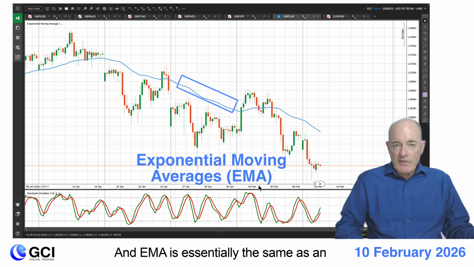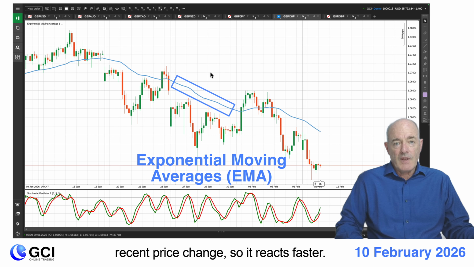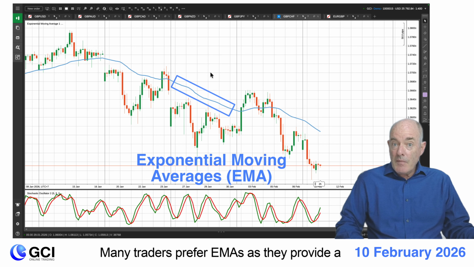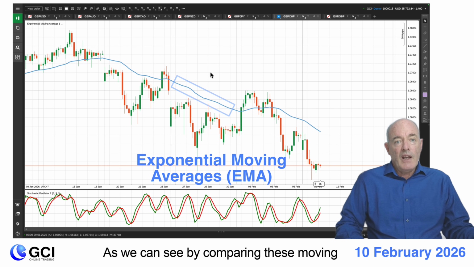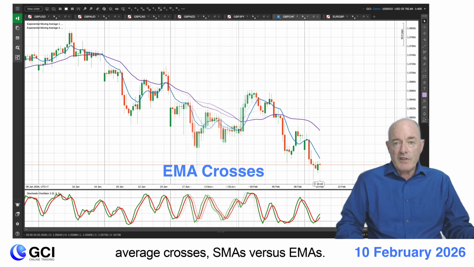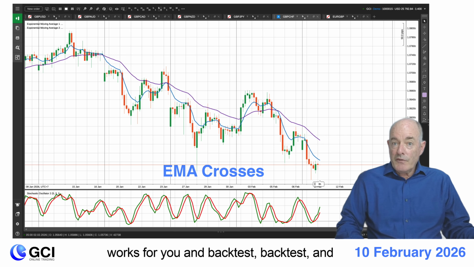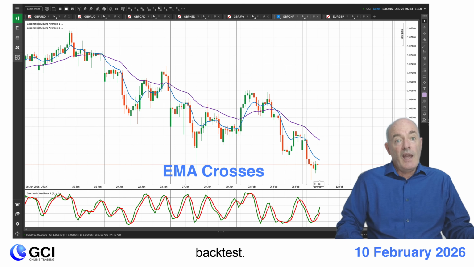An EMA is essentially the same as an SMA, but the EMA gives more weight to recent price change, so it reacts faster. Many traders prefer EMAs as they provide a smoother curve, as we can see by comparing these moving average crosses, SMAs versus EMAs. As with any technical indicator, find what works for you and backtest, backtest, and backtest.